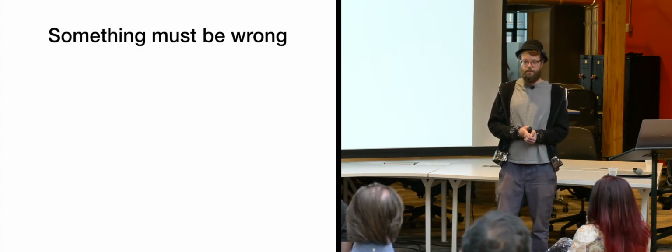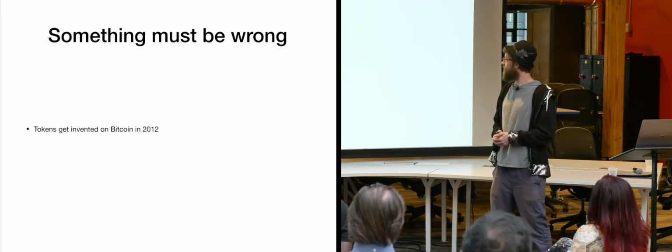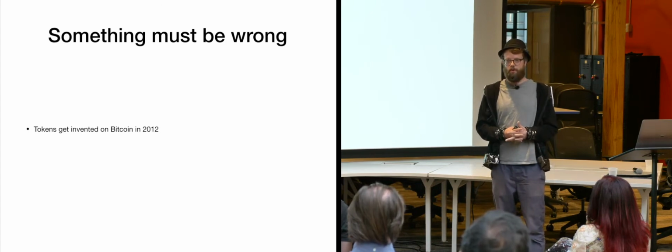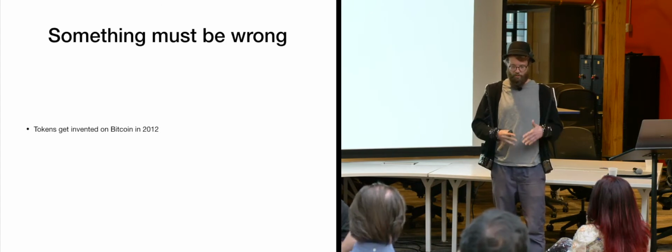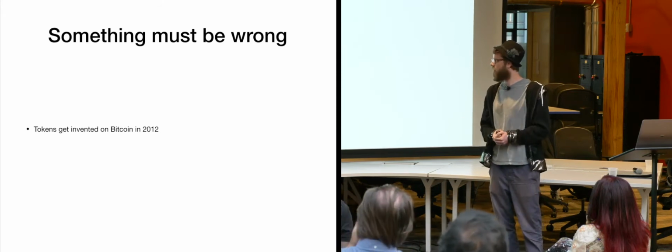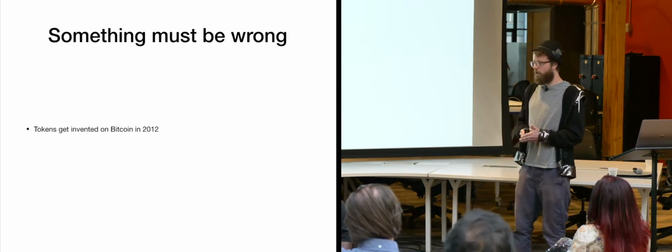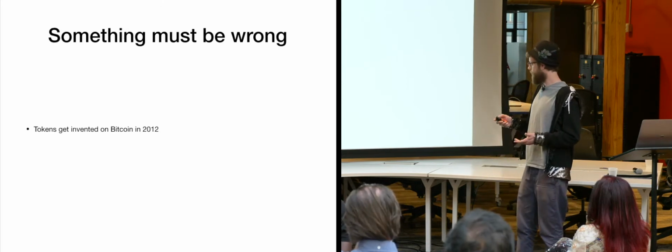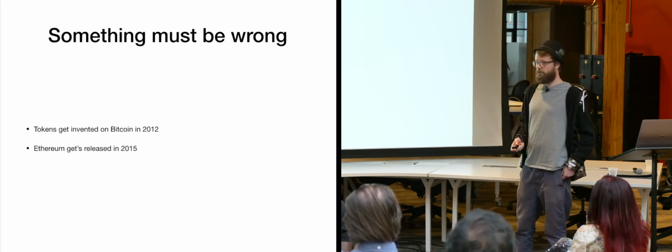Why must something be wrong? Just look at the history of tokens. Tokens got invented on Bitcoin in 2012. That's a long time ago, and tokens like this, Mastercoin, now called Omni, and whatnot, have been operational for a long time and securely without bugs, so it can't be that bad. But then what happened in 2015: Ethereum gets released.